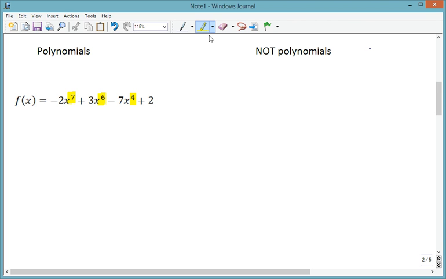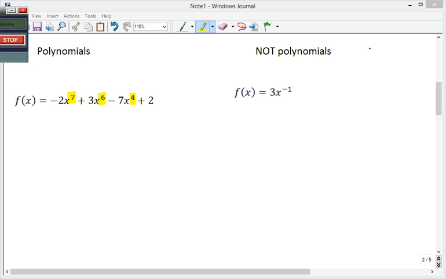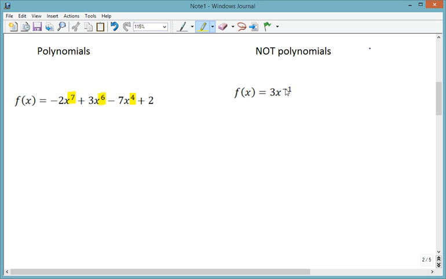And think about it, if you had a negative exponent, that would be 1 over that variable, and that would not have all real numbers for a domain because we'd have a variable in the denominator. So a polynomial has only whole numbers for exponents. Okay, this function is not a polynomial because you got this negative exponent.